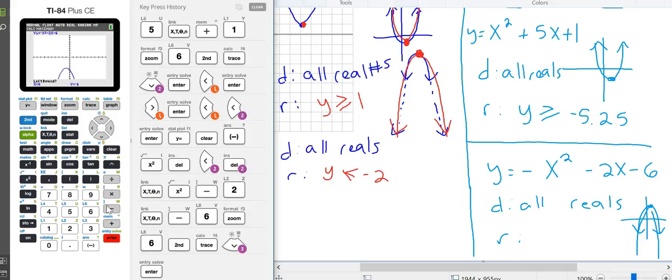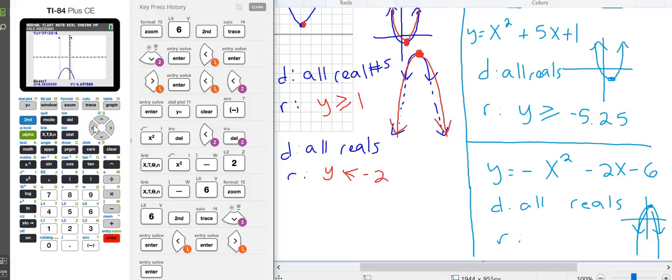Press enter. Left bound, we're going to go all the way to the left of the maximum. Enter. Right bound, we're going to go all the way to the right of the maximum. And enter. And guess, somewhere in the middle over there, and press enter. So we see here our maximum occurs at -1, -5.